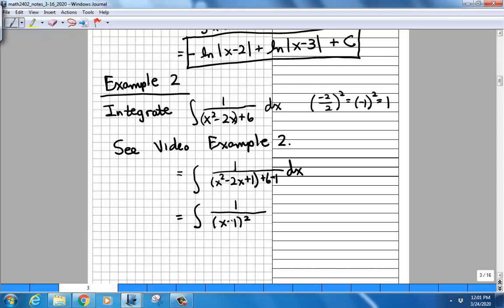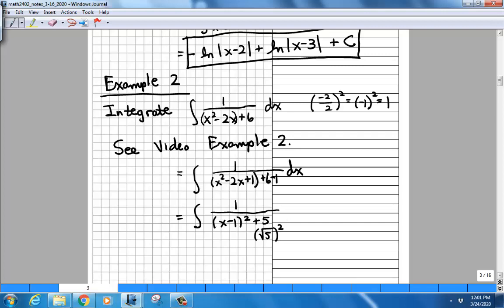X minus 1 squared. Remember, the quantity that you squared is what's always going to go here as the second term in this expression that you're squaring. So we had minus 1, so we put that here, right? So we have x minus 1 squared, and then 6 minus 1 is 5. And you can write 5 as the square root of 5 squared, okay?